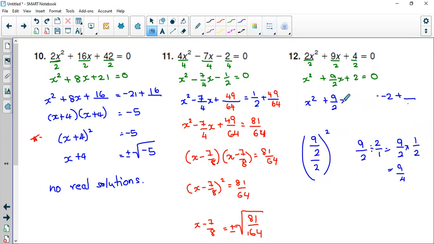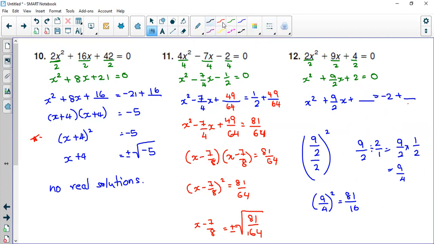It's going to be 9 over 2x plus some number equals some number. Okay, now 9 divided by 2 over 2 gave us 9 over 4. Now we are going to find the square of 9 over 4. So the square of 9 over 4 is going to be 81 over 16. 9 9s are 81, 4 4s are 16.